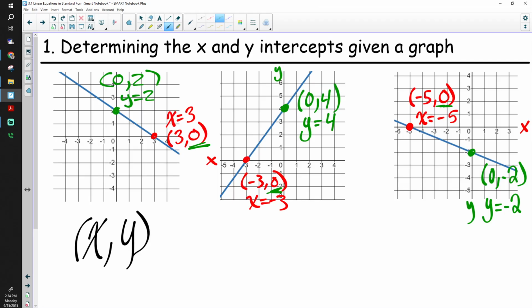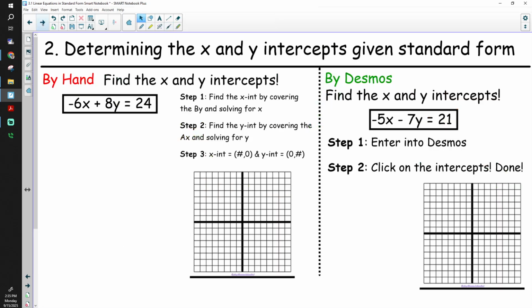And that's super important because now we're not going to have graphs. I'm taking your graphs away. No more graphs. Next page. Instead of graphs, what did I give you? I gave you the equation for the graph. This represents a line. We just don't know what it looks like. But we can still find our intercepts. And this is why standard form is awesome, because you can find intercepts super easy.